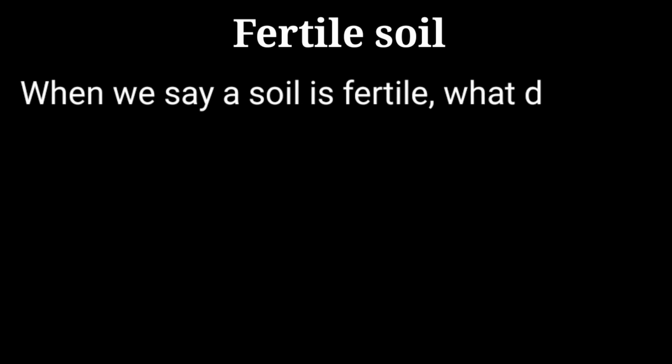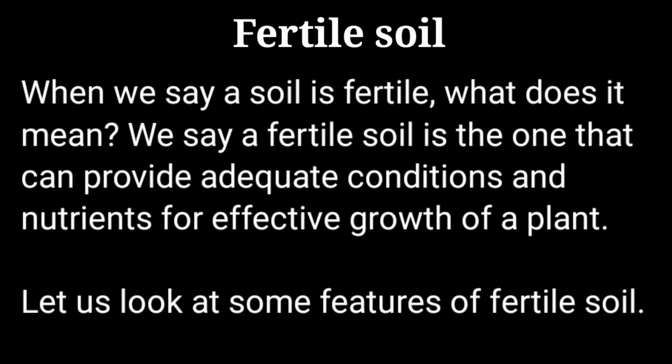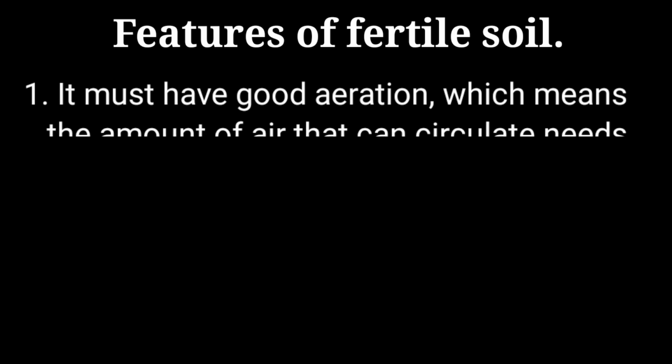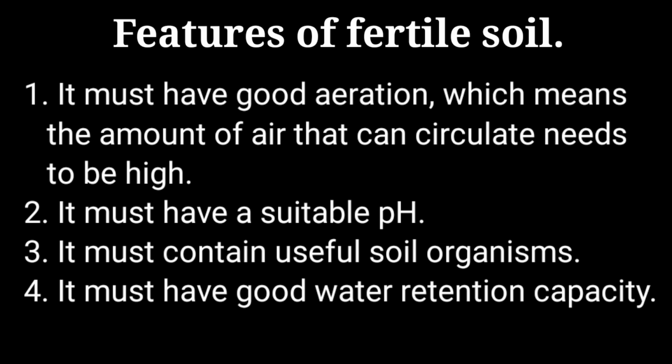Let us look at fertile soil. When we say a soil is fertile, what does it mean? We say a fertile soil is one that can provide adequate conditions and nutrients for effective growth of a plant. Let us look at some features of a fertile soil. Number 1, it must have good aeration, which means the amount of air that can circulate in it should be high. Number 2, it must have a suitable pH. Number 3, it must contain useful soil organisms. Number 4, it must have good water retaining capacity.